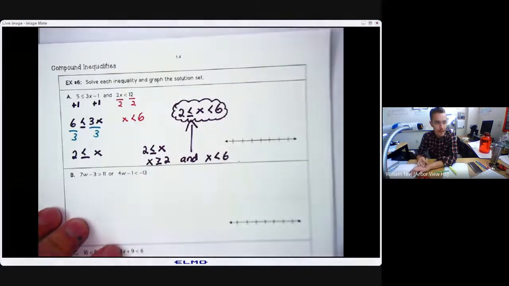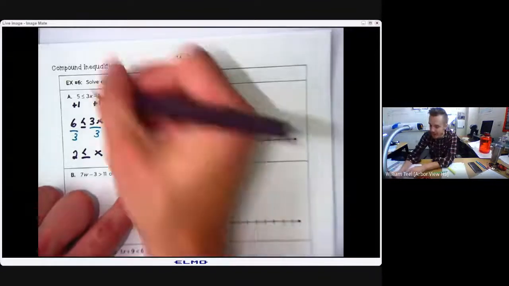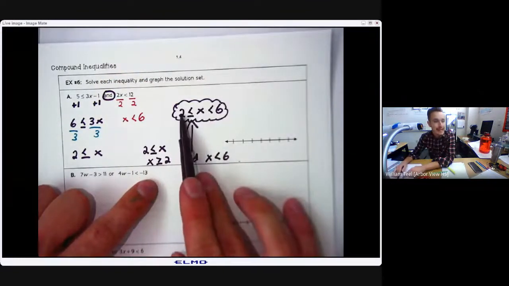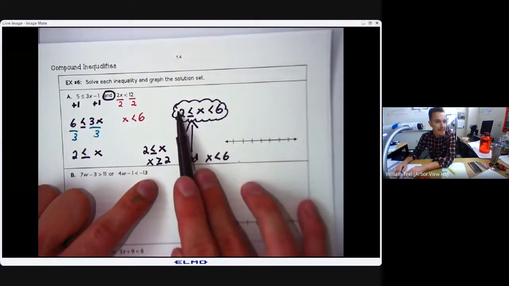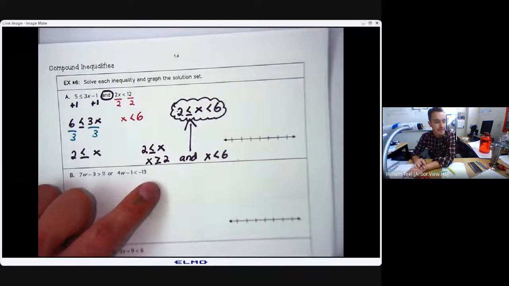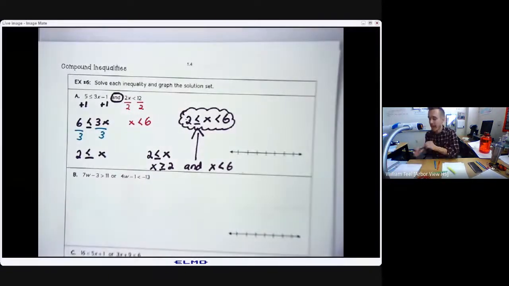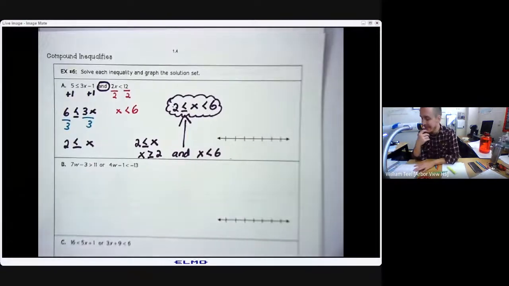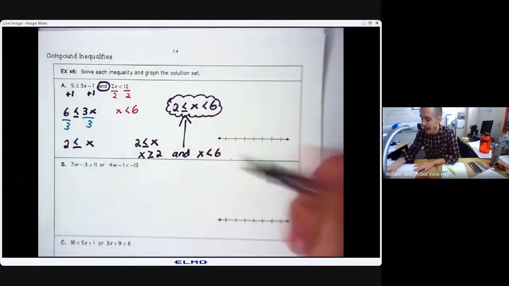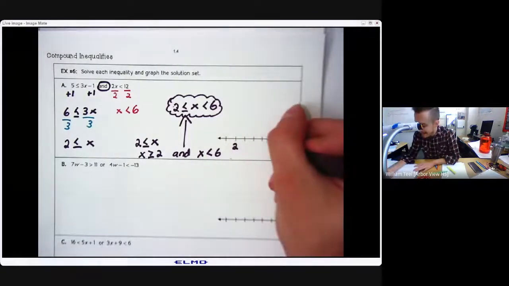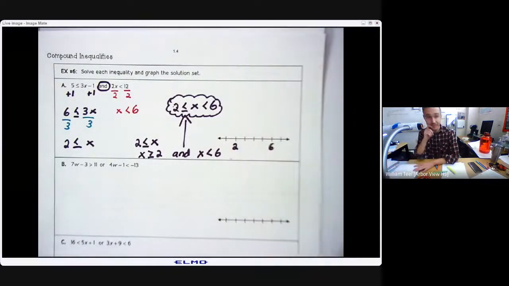All right? So always look to see where you can put x in the middle if you have the word and. We're going to have x in the middle. So whatever value is less than x, that's going to go on the left-hand side. Whatever value is greater than x, that's going to go on the right-hand side. Let's go ahead and represent this with a graph. So if we have 2 is less than or equal to x, which is less than 6, I'm going to go ahead and put those two numbers on my graph. So I should have 2 on the left-hand side and then 6 on the right-hand side somewhere.